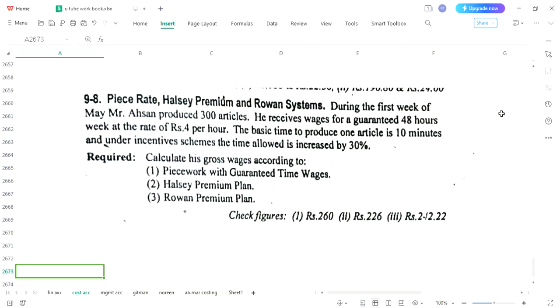Hey guys, hopefully everyone is doing well. Today's target is to solve question number 9.8.